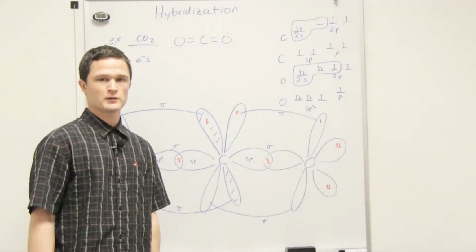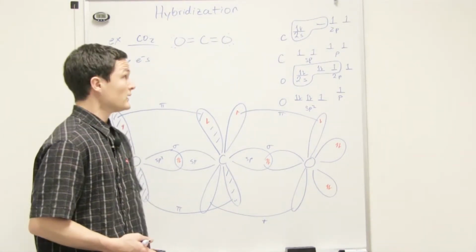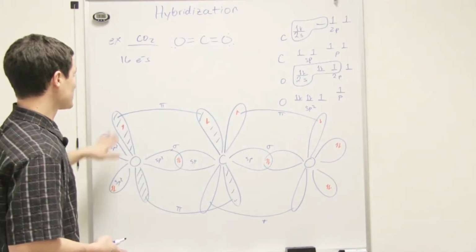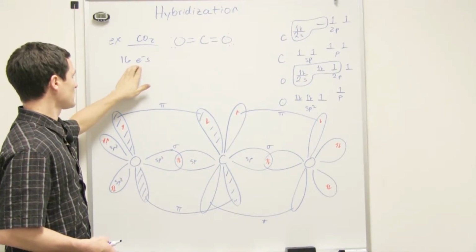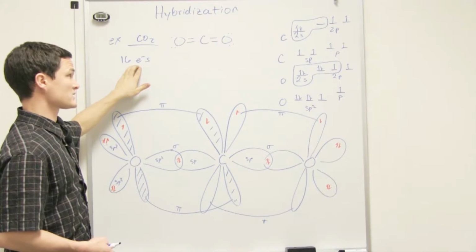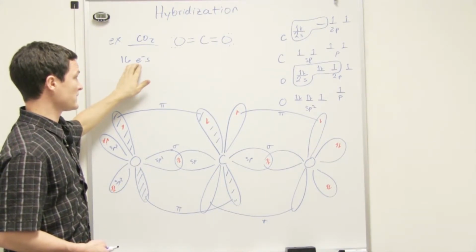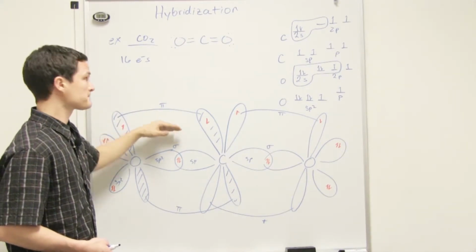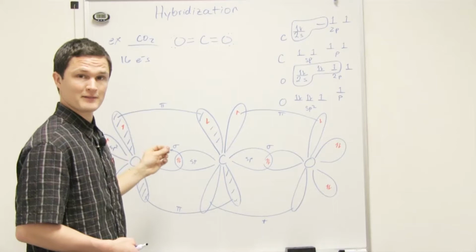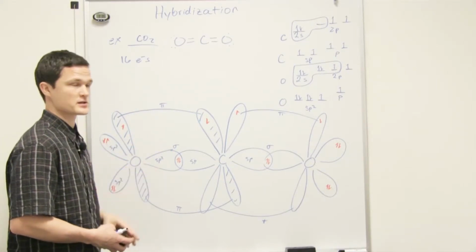Okay, we're going to continue on with another example. We're going to use carbon dioxide. So the first thing that we can do is write down that we have 16 electrons in our system, because we need to have as many here as we do in our final diagram that we make. If we don't have that number to be the same, we did something wrong somewhere. So it's a good way to check yourself.